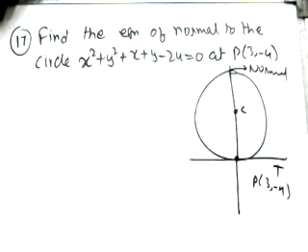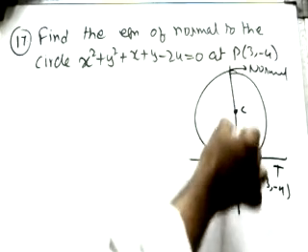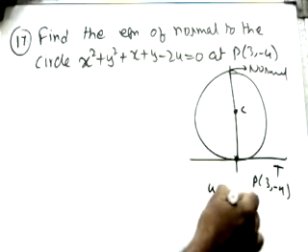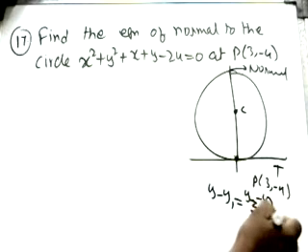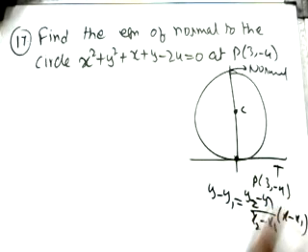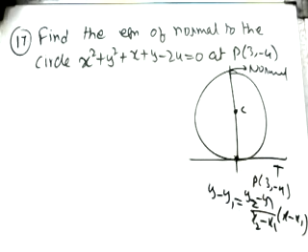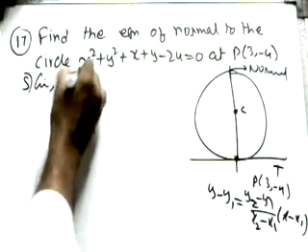The easy method is, let me find the center of the given circle. If we get the center, we will have 2 points of the normal. So we can use 2 points to find the equation of normal, as this is the equation for 2 points: y minus y1 equals y2 minus y1 by x2 minus x1 into x minus x1. So if we get the center, we'll get 2 points on the normal. We can use this formula.